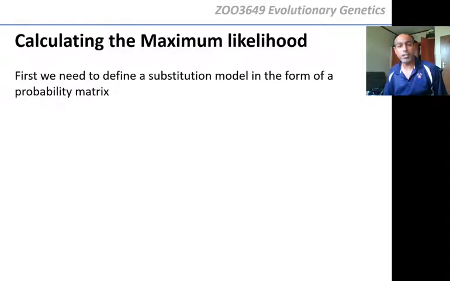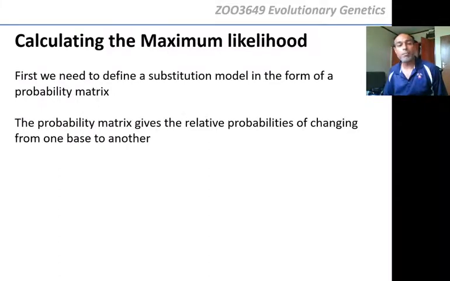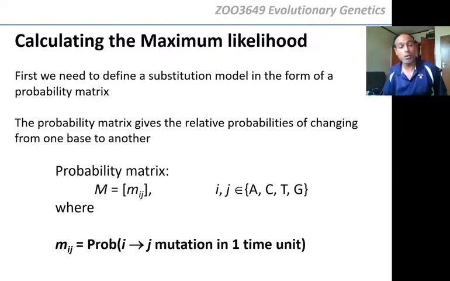First, we need to define a substitution model in the form of a probability matrix. A probability matrix basically gives the probabilities of changing from one base to another. In other words, it's the rules. I told you the model is the rules, and the probability matrix defines those rules, the rules of change from one base to another, like from a G to a T, or from a C to an A, and so on. So the probability matrix can be written like this.